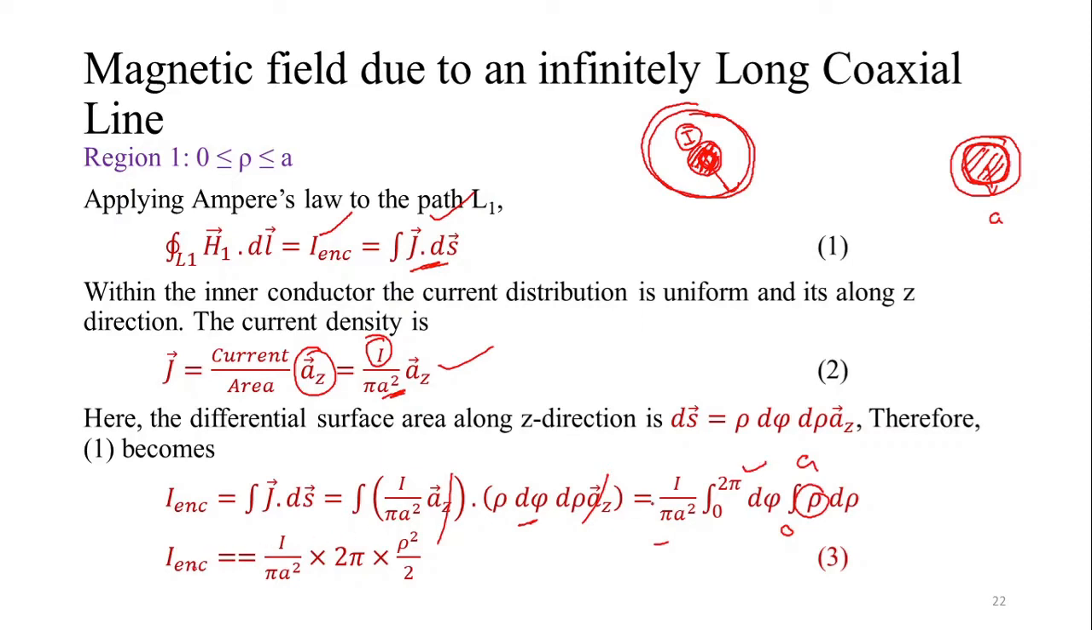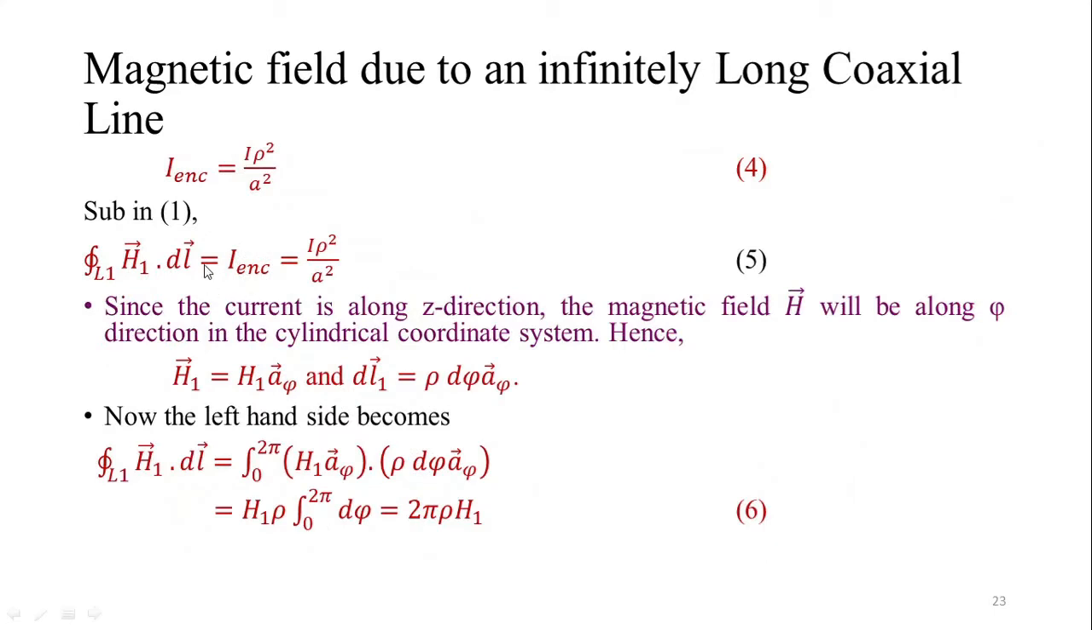So I enclosed is I by pi a square. Here 2 pi minus 0, that is 2 pi, and it is rho square by 2. So if you cancel the pi and 2, you will have I rho square by a square. So the current enclosed by the ampere path 1.